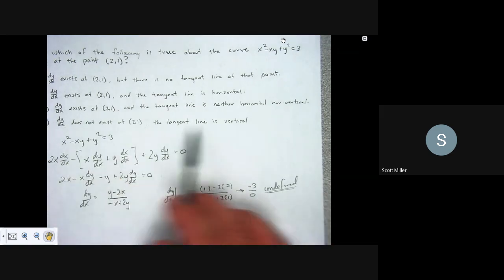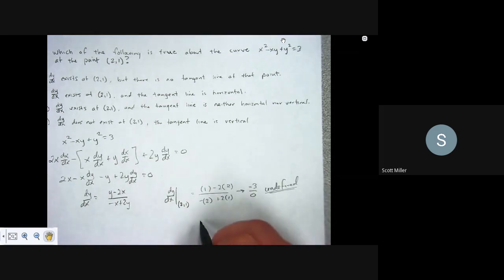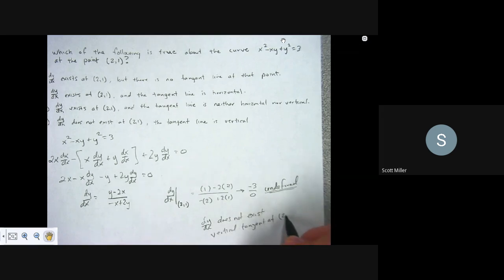So if the derivative does not exist, the tangent line must be vertical. And you can confirm that with the graph of this. And so our correct answer here is dy/dx does not exist. You have a vertical tangent at 2 points. Okay? All right, let's do that.